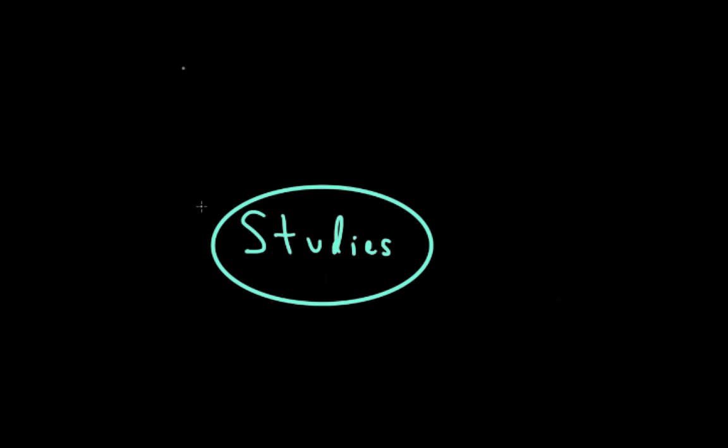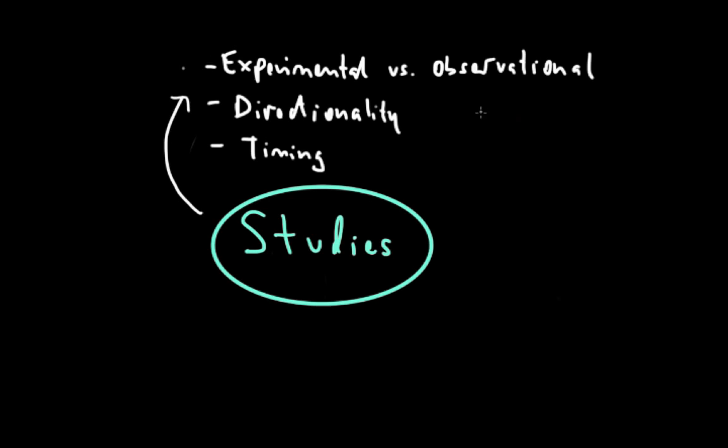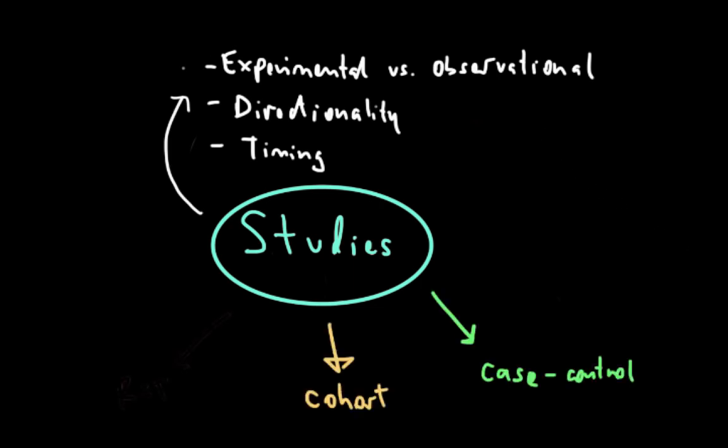In our last video, we talked about the different general properties of studies, which I've written in here: experimental versus observational studies, talking about directionality, whether they're forwards or backwards, and their timing, whether it's a prospective or a retrospective study. In this video, we're going to be talking about two specific types of studies, which I've written in here. One, cohort studies, and two, case control studies.